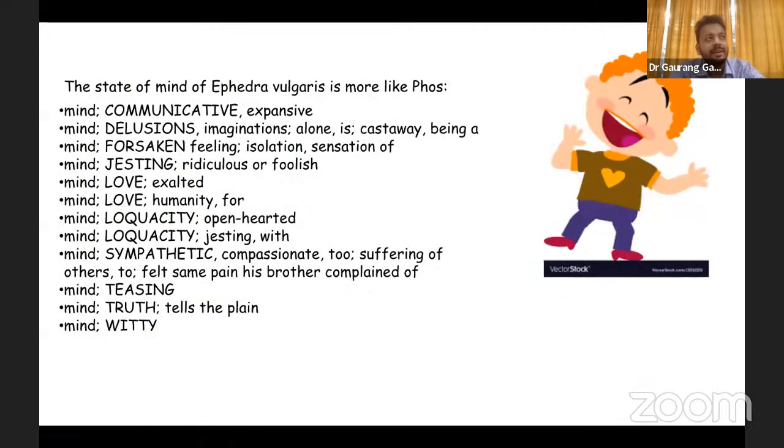What I found when I studied Ephedra from a lot of proving symptoms from Stephenson is that they have a state like Phosphorus. They are very communicative. They are very jesting. They are talkative, teasing, witty. They have a little state like Phosphorus, very communicative. But at a deeper level, they have this strong thyroid-related pathology. Interesting.